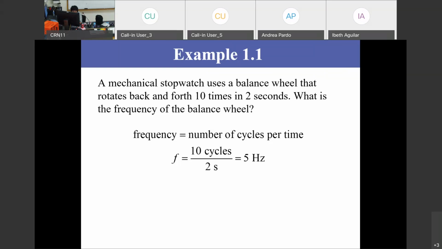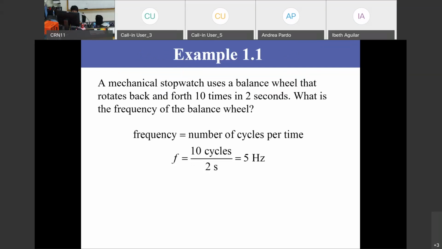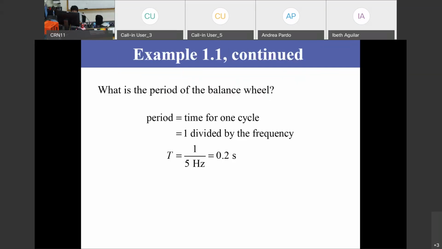For the period, the only thing you have to do, guys, is you will write down the period, which is capital T, is the inverse of 5. And what's the inverse of 5? 1/5, 0.2 seconds. So that's the period. And that's important, right? The larger the period, the smaller the frequency. The larger the frequency, the smaller the period. They are inversely proportional. All right? So when one goes up, the other one goes down. All right? Let's show your understanding.